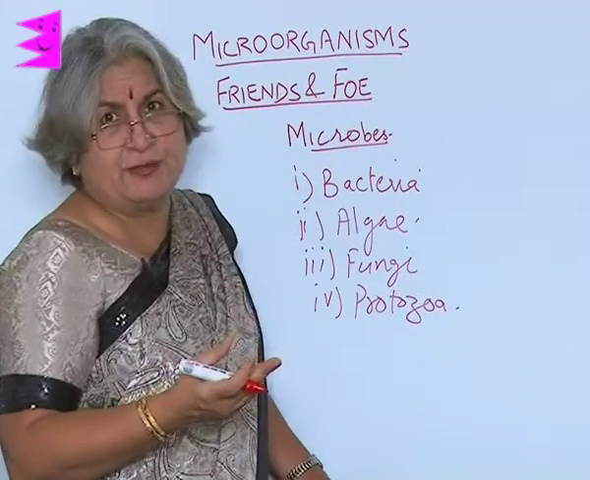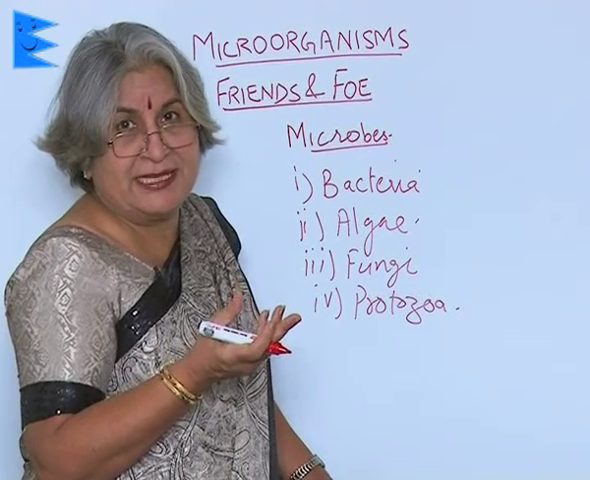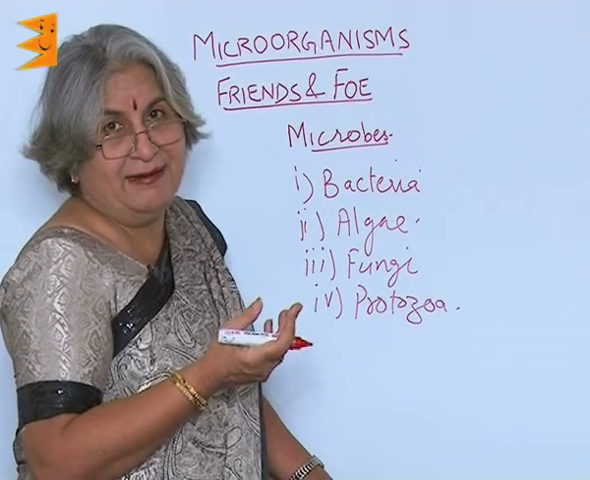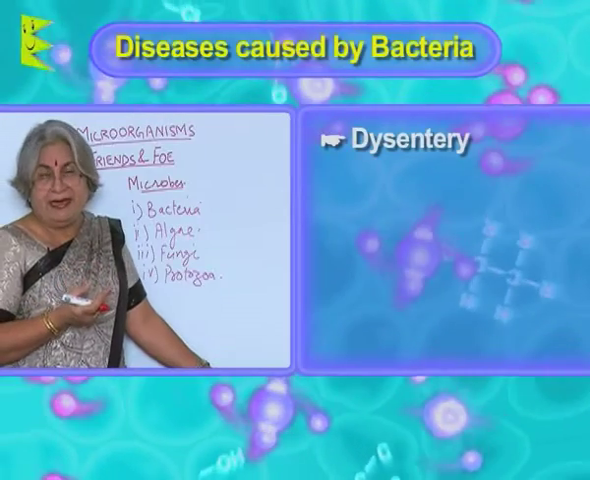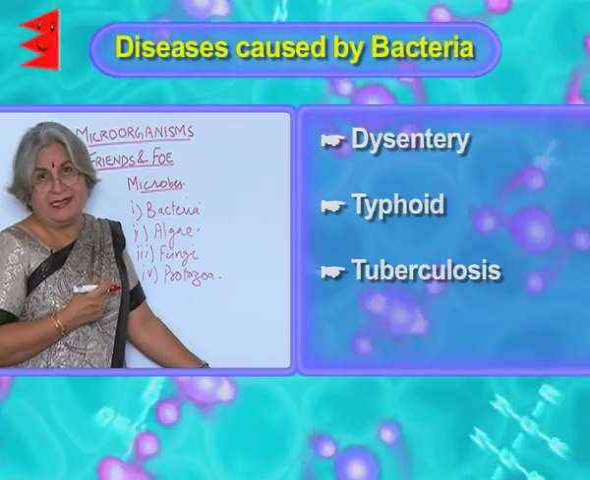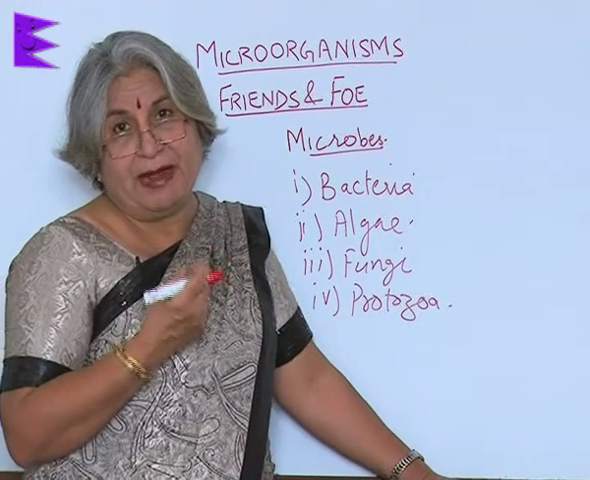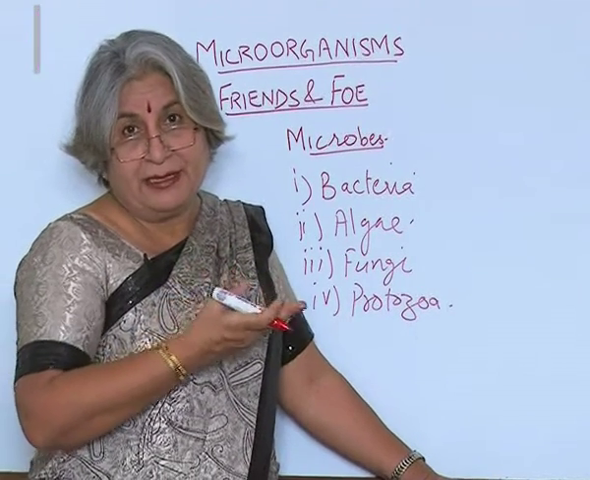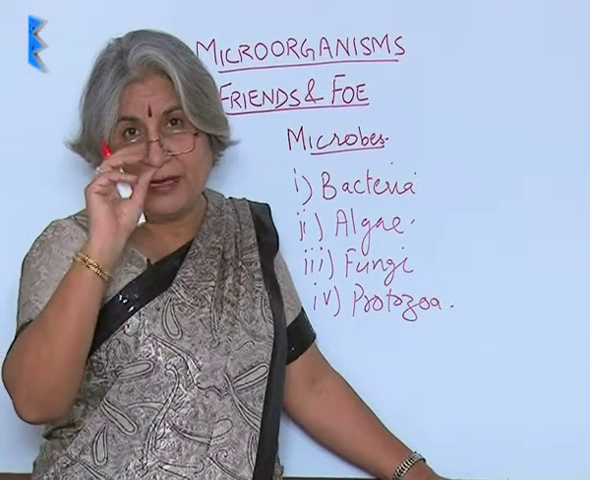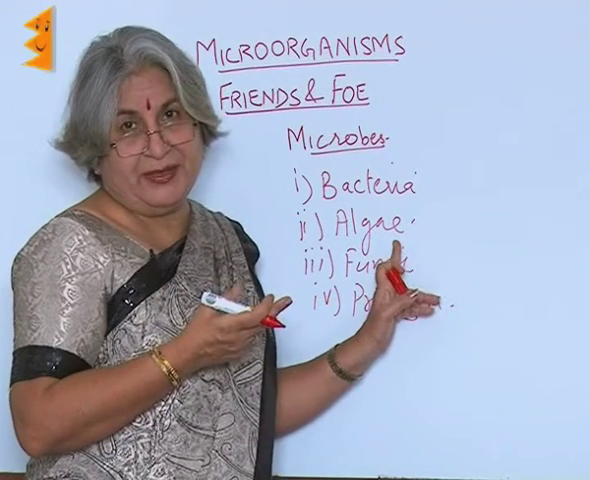Bacteria are very small. You have heard this word. Bacteria cause diseases. There are many diseases that are caused by bacteria, like dysentery, typhoid, tuberculosis. All these are bacterial diseases. Then algae. Algae are green plants. You must have seen on the water surface there is a green covering. What is that? That's nothing but algae.